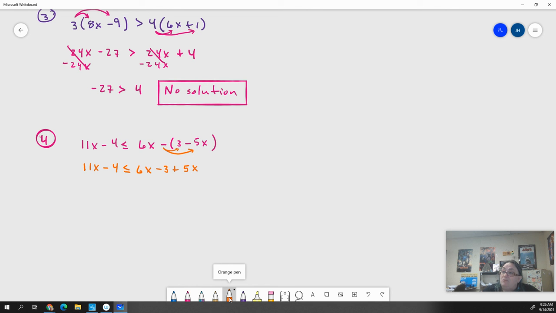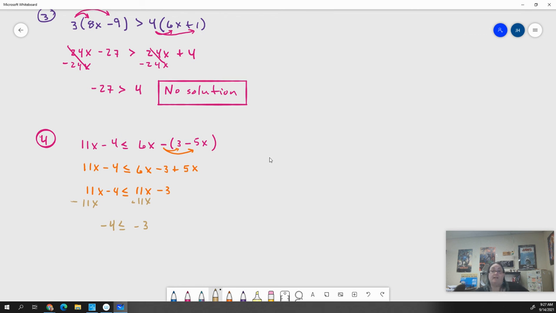Here I have 2 separate x's on the same side of the inequality. So I'm just going to go ahead and combine those. And I'm going to have 11x minus 4 less than or equal to 6x plus 5x is 11x minus 3. So you can already see what's happening here because we have 11x on both sides, right? So I'm going to subtract my 11x from this side and from this side. And I'm going to be left with negative 4 is less than or equal to negative 3.